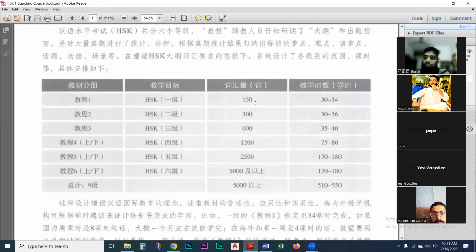be able to master 150 words, the most commonly and frequently used words, the words mostly used in the Chinese language, like the pronouns. Like in English we have I, we, you, they, these kinds of words, and also the verbs. So if you complete this course, you will be able to learn all these words, and these words will be used till the end of the level. Until HSK 6, you will always be using these words.